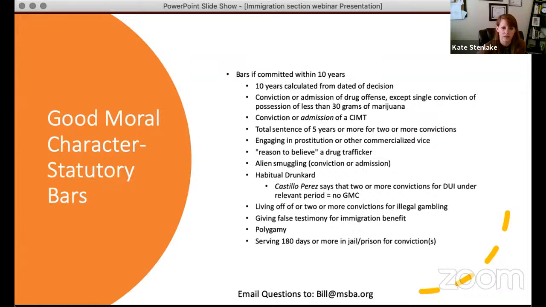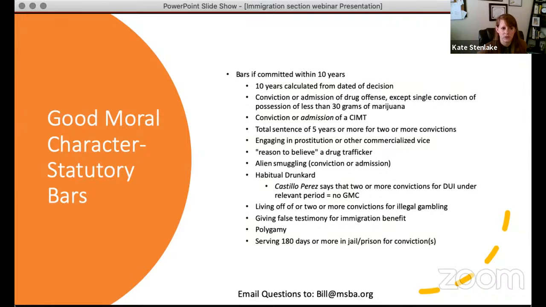There was a semi-recent case saying that if the client has 2 or more convictions for DUI in the relevant period, it's an absolute bar to good moral character, because that proves that person is a habitual drunkard. Even if it's outside of the 10 years, you should be mindful if the client has multiple convictions for a DUI, whether there's an argument that the person is a habitual drunkard.